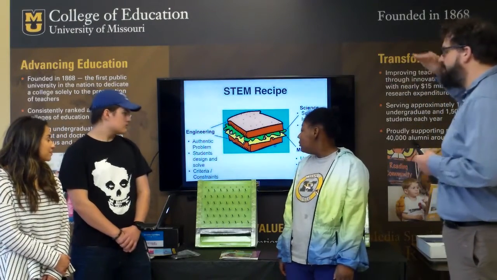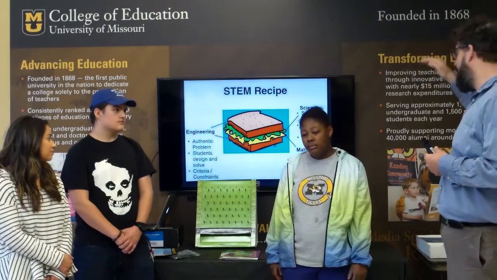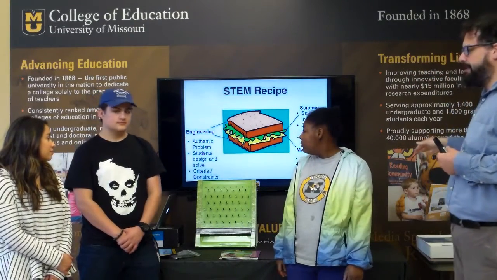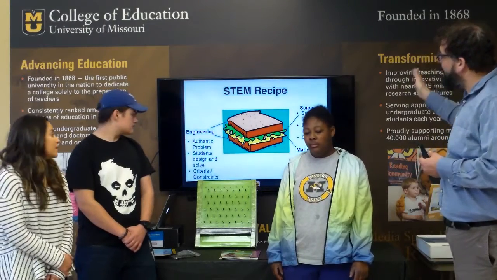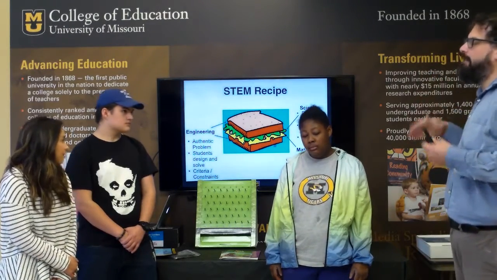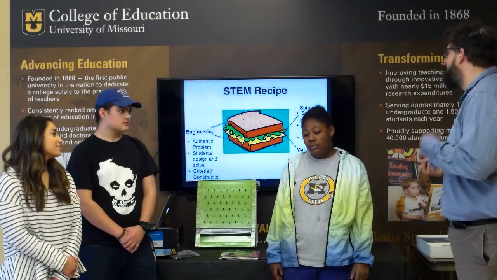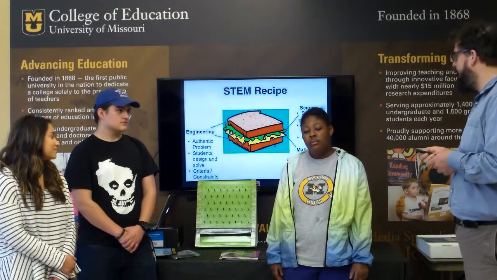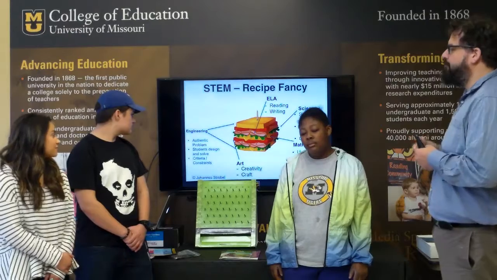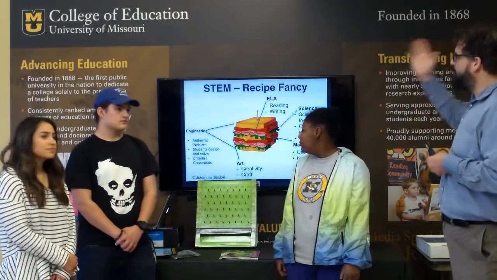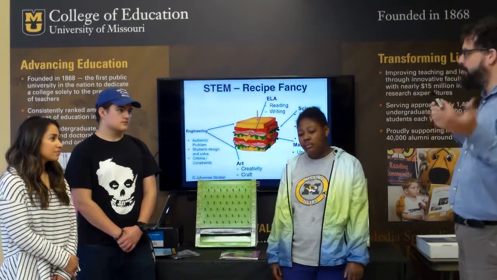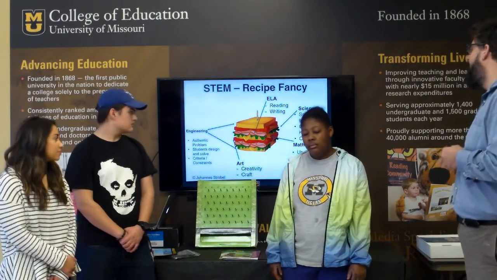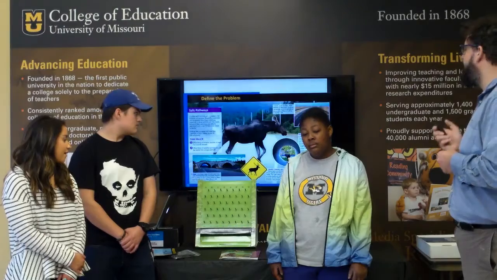It starts with an engineering problem: build tunnels and fences so animals can travel safely. Then it uses science and math, like you have a budget, and you need to test your data. You can also say it's a fancy recipe, incorporating English language arts as well as arts, like creativity and craft. All right, let's get started with an activity.